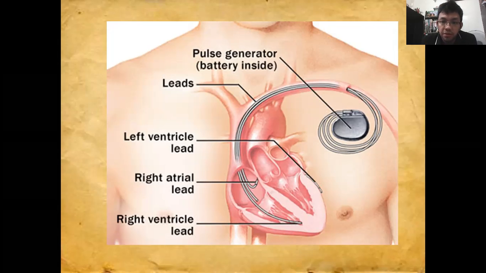So it looks like this. This device is inserted under the skin of the patient. And as you can see, there are leads leading into the atrium and ventricles of the heart. This will help with the timing of the patient's heartbeat.